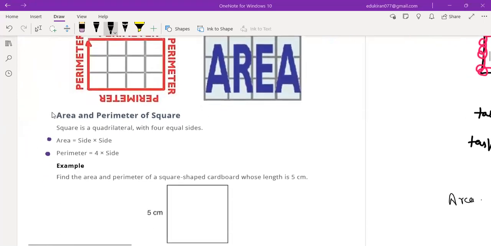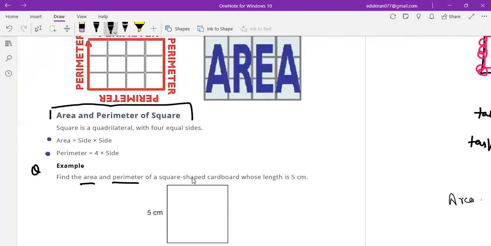First you are going to mention the heading: make a box and write area and perimeter of square. Then, what is a square? A square is a quadrilateral with 4 equal sides. This is the definition of a square. Then area, this, perimeter, this. Then you will write this example. What you have to find is the area as well as the perimeter.